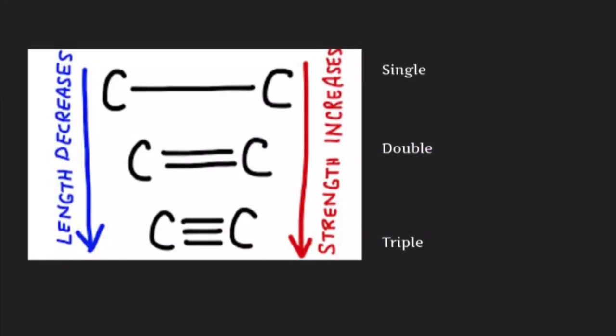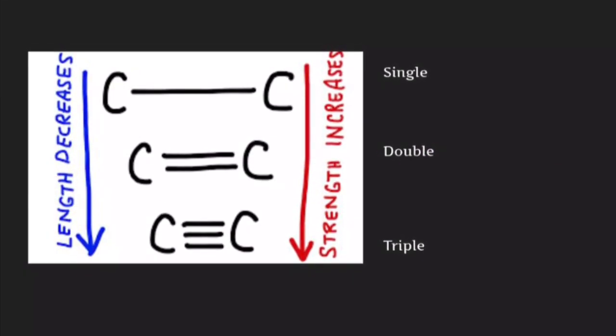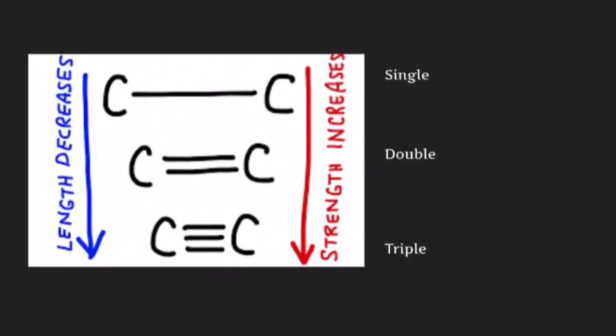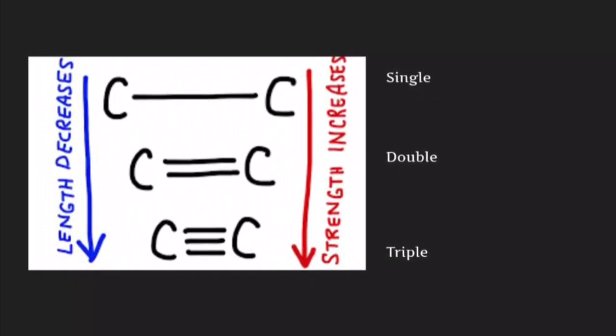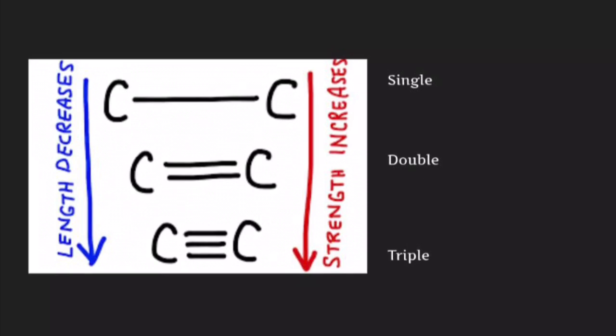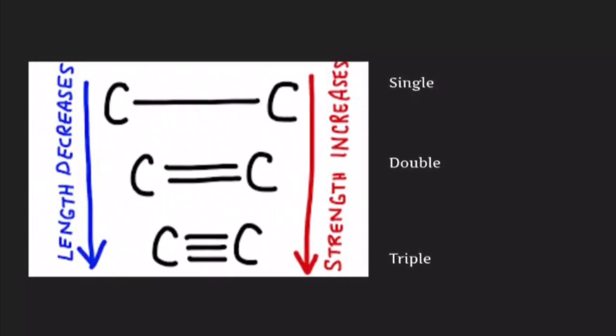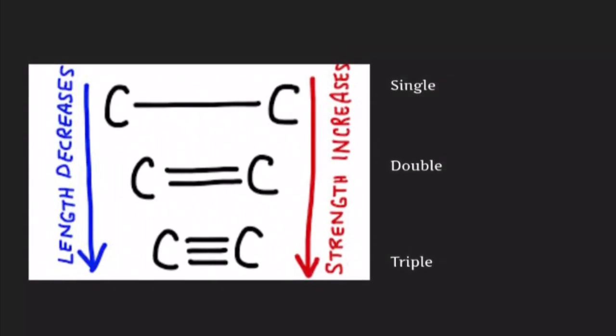The other important thing to know about covalent bonds is as the number of bonds go up, the strength of the bond goes up, so the triple will be the strongest. But the single bond is going to be the longest in length, and then it goes down from there.